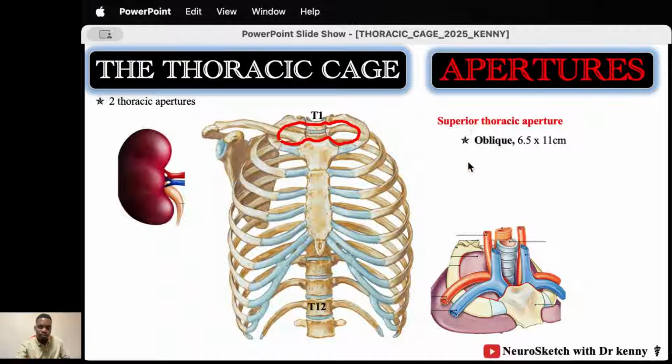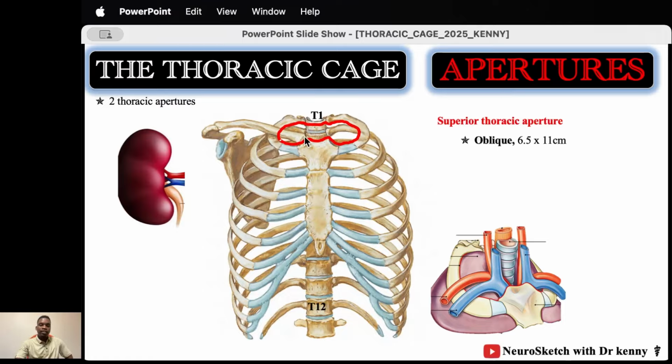It is kidney shaped. Why is it oblique? It's because the posterior border of the superior thoracic aperture is higher than the anterior border, so it gives an impression of depression or oblique fashion. It's not transverse, like horizontal. No, it's oblique, and it's oblique because the posterior-most portion is higher than the anterior portion.